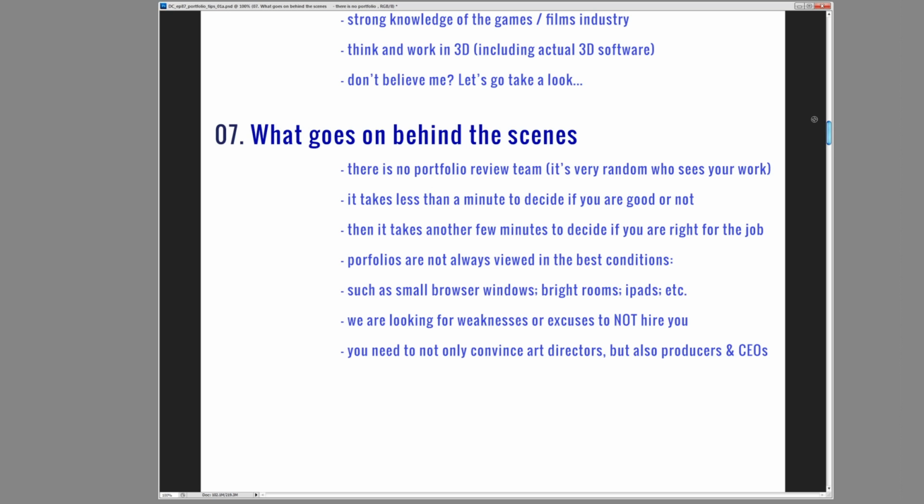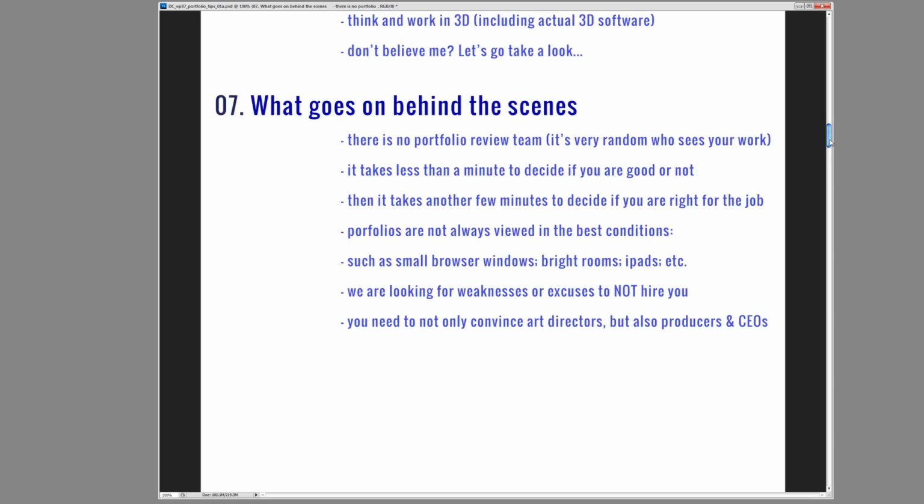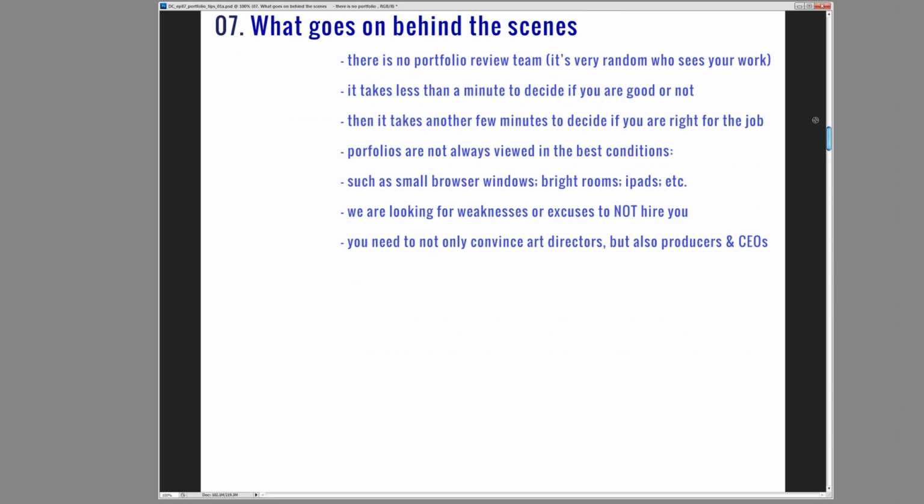Okay, next, portfolios are not always reviewed in the best conditions. That means sometimes they're reviewed in very tiny browsers, on very tiny screens, sometimes in very bright rooms, or sometimes on iPads. So make your stuff easy to see and don't make things too dark, okay? Because as artists, we generally sit in pretty dark offices. Like my office, I don't have the lights on. It's pretty dark. But when a portfolio is being reviewed, you might be in a brightly lit office, looking at it on an HR person's screen. And they generally sit in the office areas and have small screens. They don't have the 30-inch high HD screens that the artists tend to have.